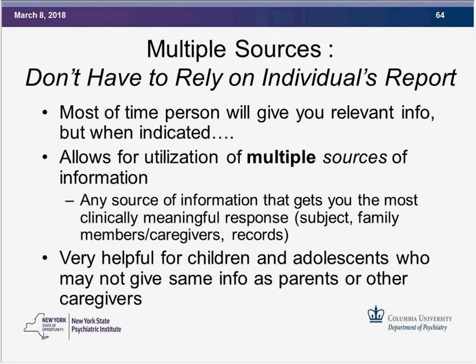Another fundamental tenet of this CSSRS is that you can use multiple sources of information to score it. Most of the time, the person you're talking to will give you the information you need, but if that person can't or they won't, then you can use a parent or another family member or caregiver's information. You can use past medical records. This can be really helpful for children or adolescents who may not give the same information their parents give. It's very helpful for very, very young kids, which is why the CSSRS can be used with kids who are in preschool, because you ask their parents, did you hear any of these kinds of things, or did you see your child do any of these kinds of behaviors?